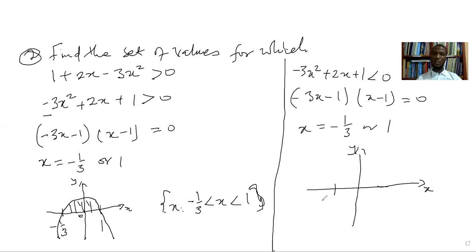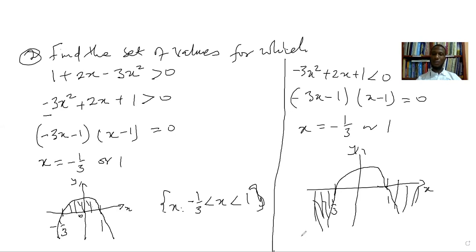And then we locate our values, just as I explained earlier. This is the same function, so the curve will not change. It's going to have a maximum turning point this way. But here now we are shading beneath because it's less than, so we shade below the x-axis. So we shade this region, and these are our x values along the x-axis.